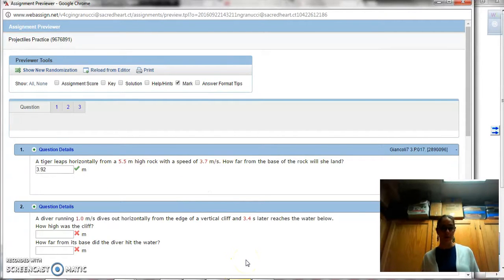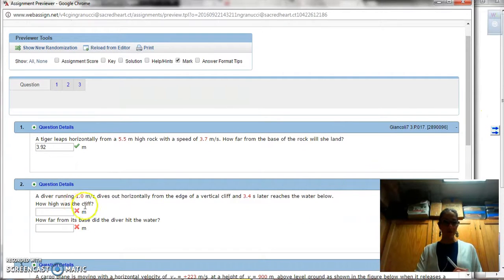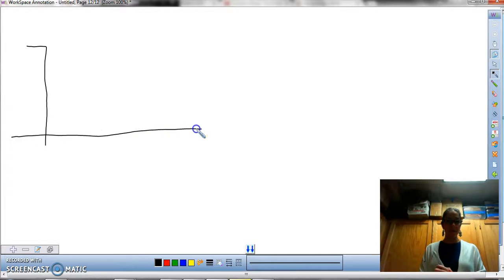I'm going to do it again much faster, so you can get an idea of how this works and see how I'm connecting everything together. So the next question is: a diver is running 1.5 meters per second, and dives out horizontally off the edge of the cliff. And 3.4 seconds later, it reaches the water below. How high? How far? This problem is actually easier, to be honest. And the reason is because they give us time.